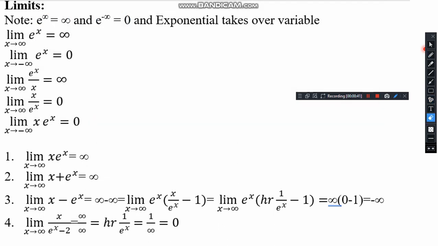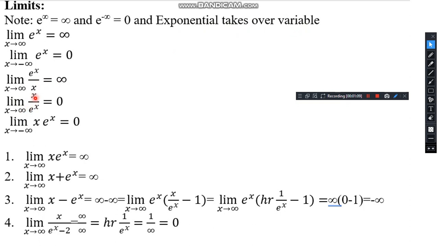So we admit that the limit as x tends to infinity of e^x is infinity, and the limit as x tends to minus infinity of e^x is 0. Here you can use infinity over infinity L'Hospital's rule, but exponential is stronger. Why? Because the derivative of e^x is e^x and of x is 1, so e^x over 1 is infinity. We say always exponential takes over the variable.